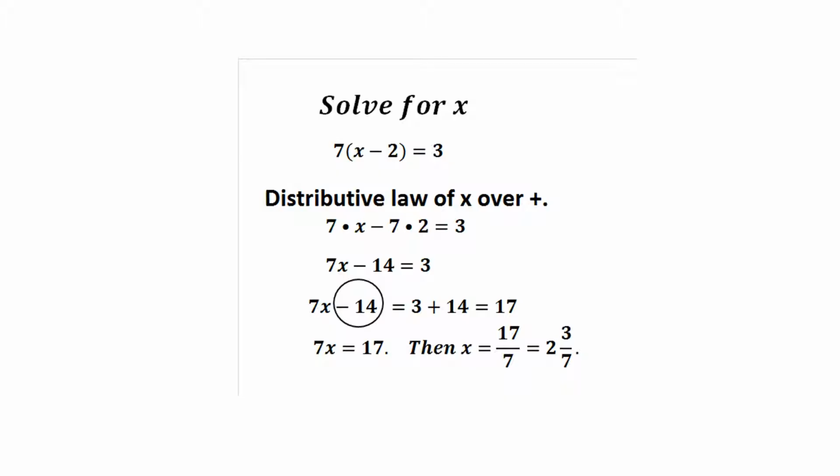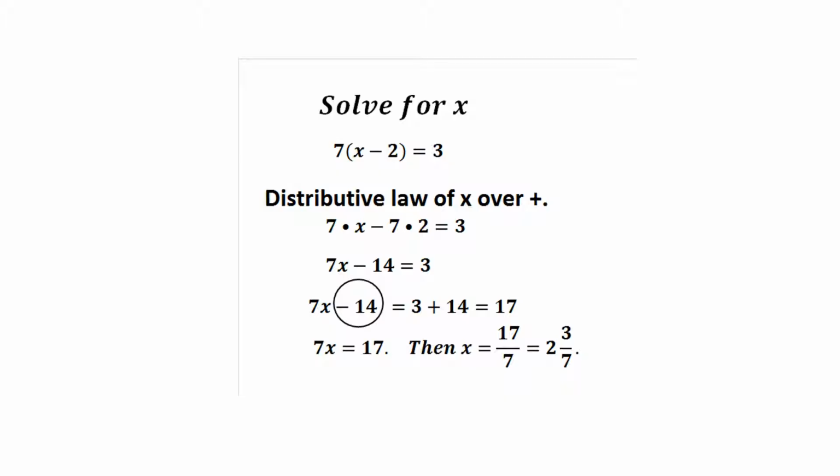Now we have 7 times x minus 2 equals 3. We'll still use the distributive law of multiplication over addition. We can think of x minus 2 as x plus a negative 2. Works the same way. 7 times x, then minus 7 times 2, and equals 3. Now we have 7x minus 14 is equal to 3.